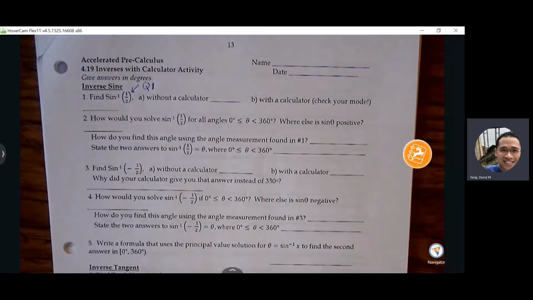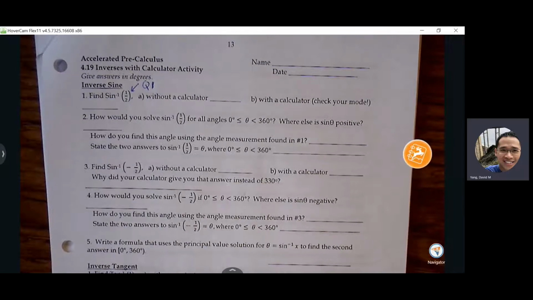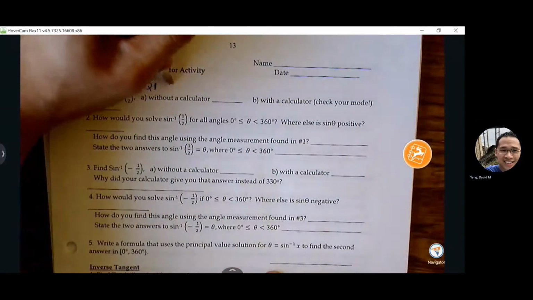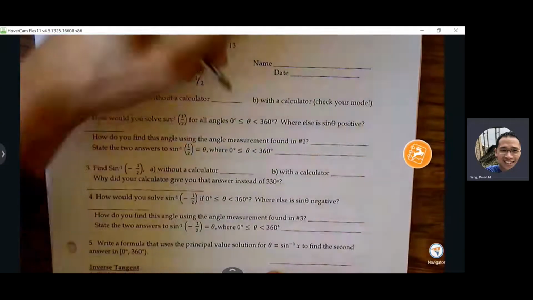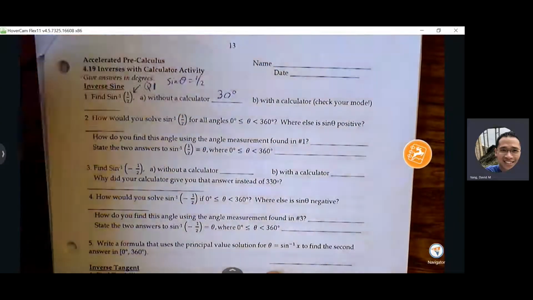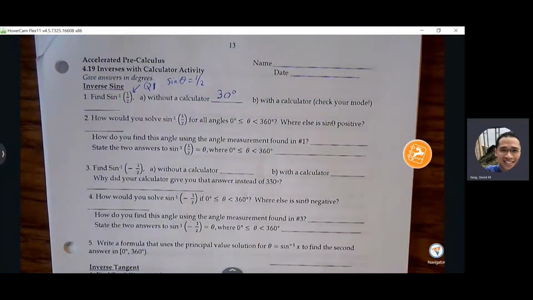Right, sine is first and fourth, right? We see a positive, we know it's the first quadrant. So sine is equal to 1/2 where theta equals 30 degrees, right? We can check in our calculator as well.